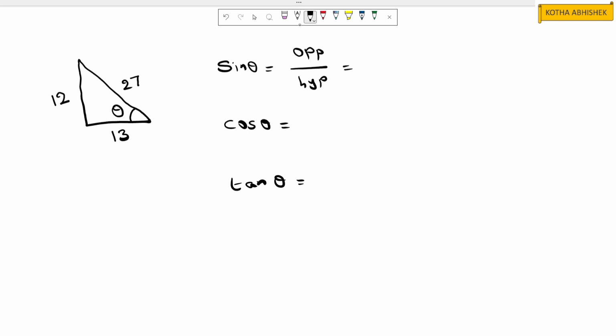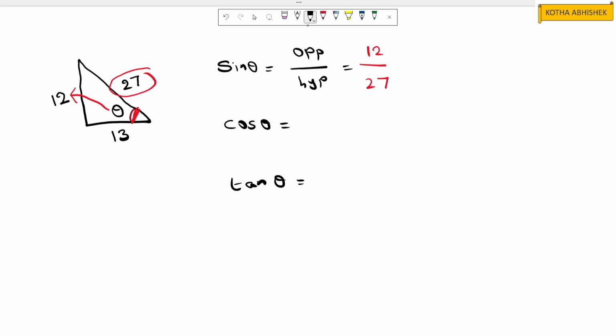So now here, this is the theta, right? This is the angle. Now we need to find out sine of that angle. So sine of that angle is nothing but opposite to that angle divided by hypotenuse. So for this theta, opposite side is 12 units. So write 12 in the numerator divided by hypotenuse. Hypotenuse is always the longest side, that is 27. So sine theta value is 12 divided by 27.